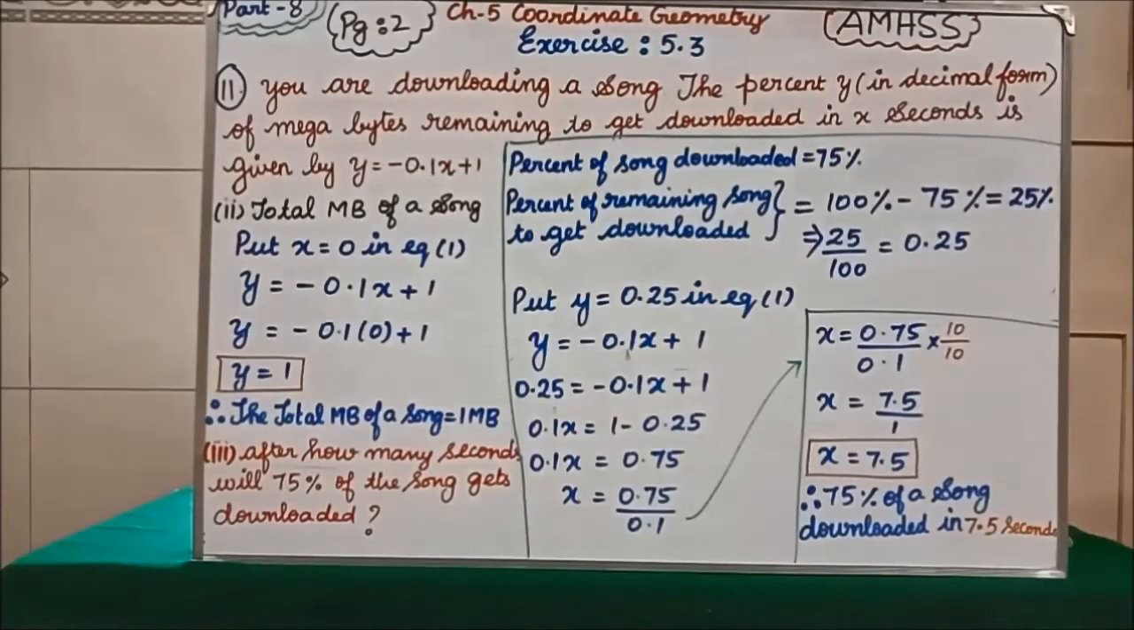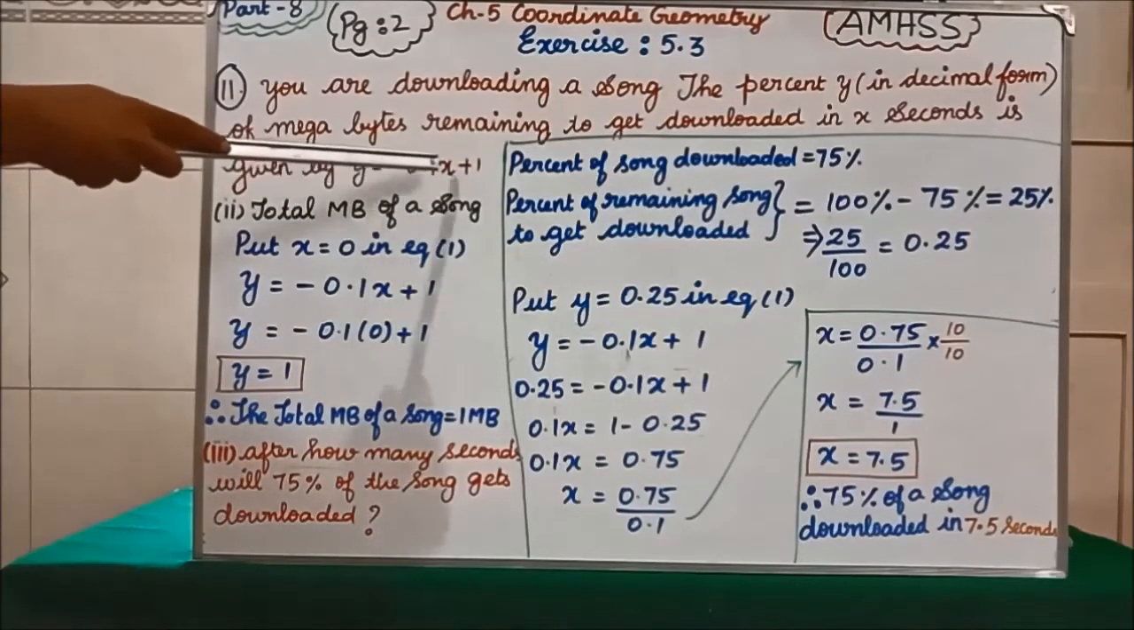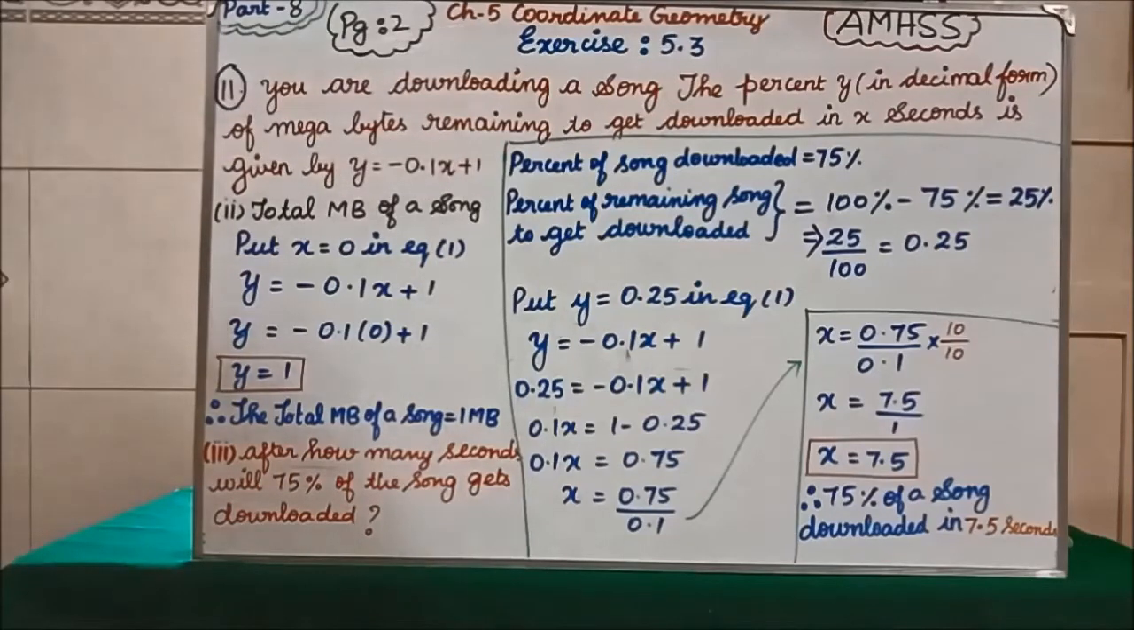We are now in page number 2. In the 11th question, second subdivision we are going to see. In second subdivision they have given find the total MB of your song. So how we have to find the total MB of your song means in this given equation we are going to substitute in the place of x 0.